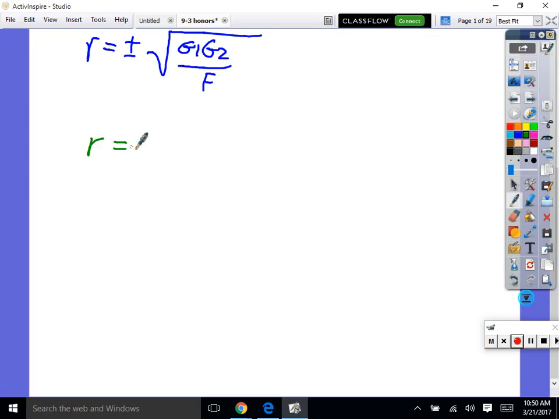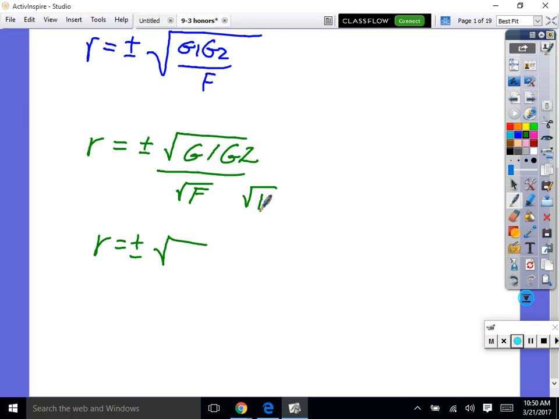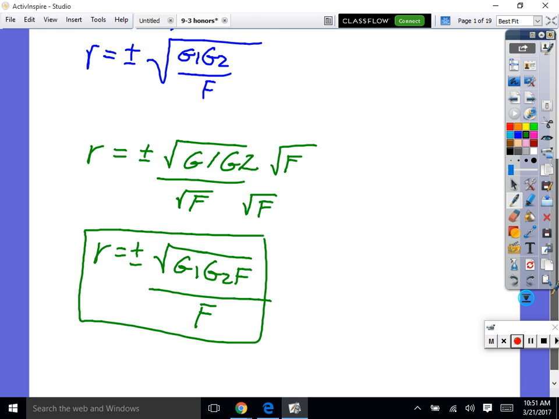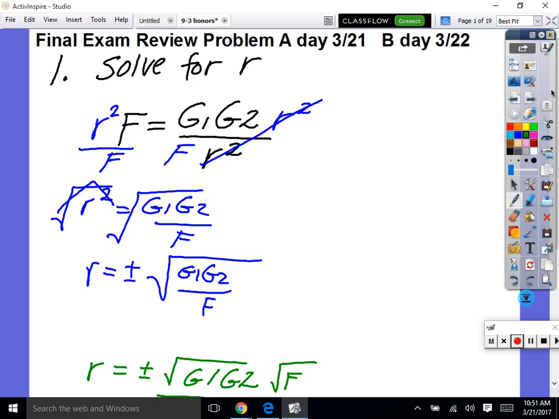So let's think of this as R is equal to plus and minus the square root of G1, G2, all over the square root of F. Then we could rationalize the denominator if we were being really good. We'd multiply by root F, so that's not bad. We have on top the square root of G1, G2F, all over F. That would be the advanced thinker style. Yeah, I'll scroll back up. Right here, solve for R.